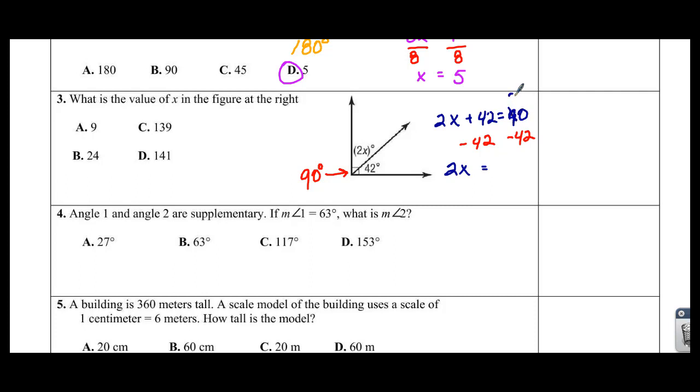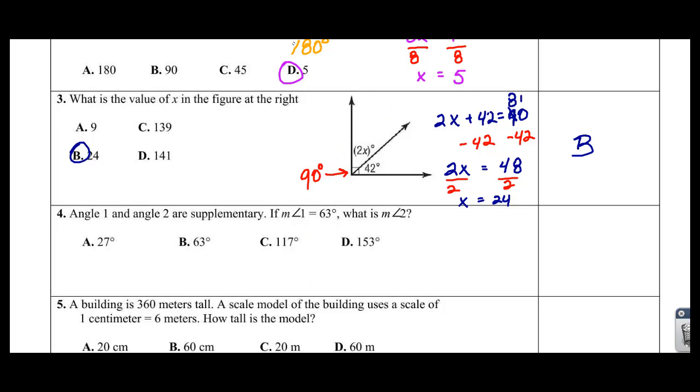Got to borrow from that, make that a 10. 10 minus 2 is 8. 8 minus 4 is 4. We now divide by 2. And we get x is equal to 24.